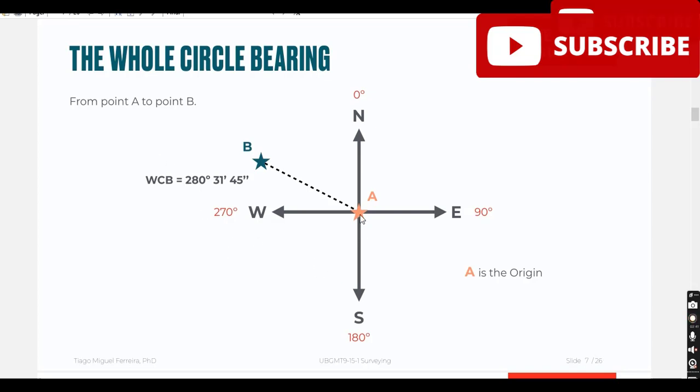In this example you can see we have point A and another point B, and the whole circle bearing of line AB is 280 degrees, 31 minutes and 45 seconds. As you can see, we have four quadrants: 0 to 90, 90 to 180, 180 to 270 and 270 to 360. So A is our origin and our AB line is located in quadrant number 4.